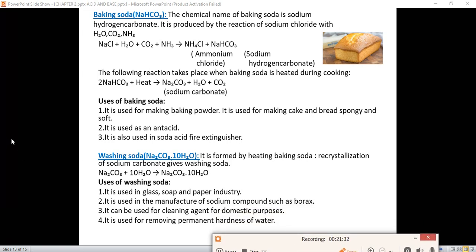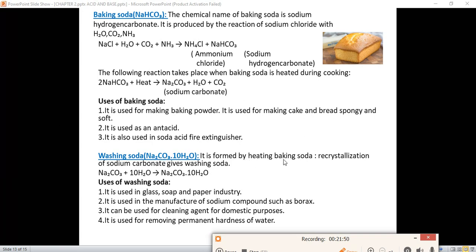Next we will read about washing soda. What is the formula of washing soda? Na2CO3.10H2O. The 10H2O is the water of crystallization. Ten units of water of crystallization are attached to sodium carbonate.